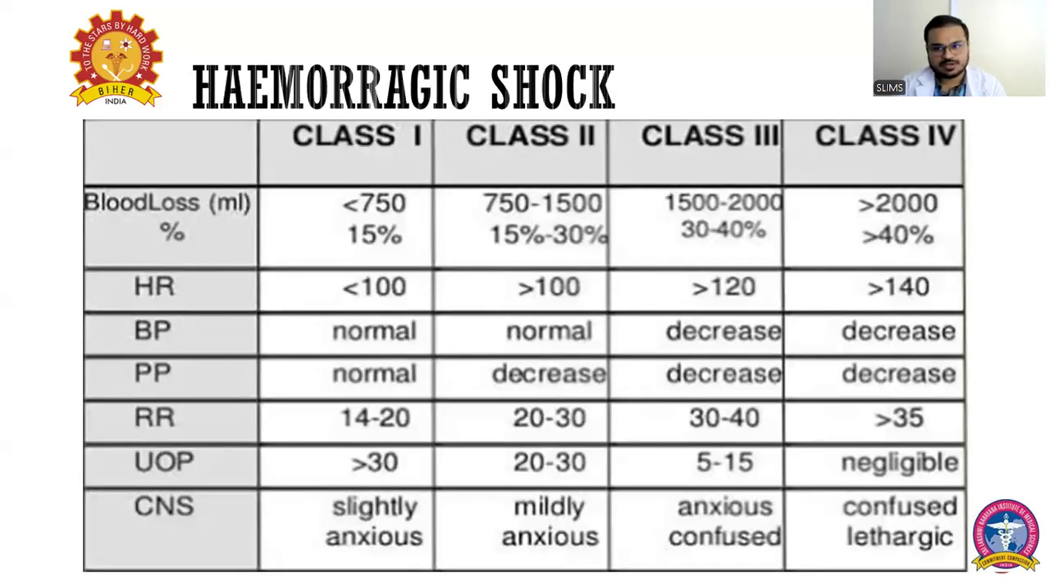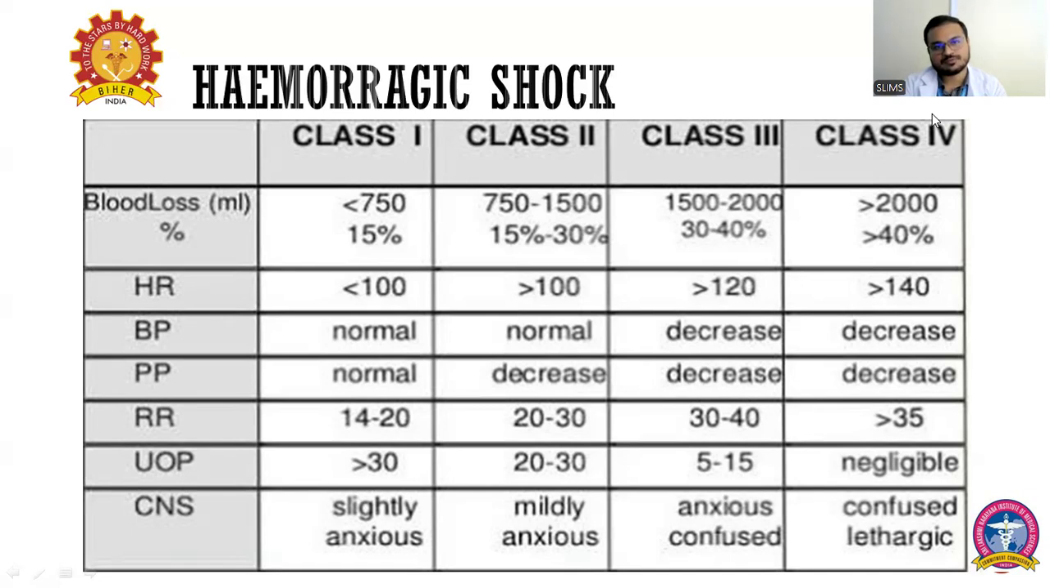So hemorrhagic shock is classified into 4 types, class 1, 2, 3 and 4, where we examine the patient and we see the blood loss, heart rate, BP, pulse pressure, respiratory rate and urine output and the CNS examination of the patient. With class 1, blood loss percentage is 15% or less. That is, according to the ml, it is less than 750 ml of blood lost from the patient's total blood volume. And class 2 is 750 to 1500 ml, that is nearly 1.5 liters.